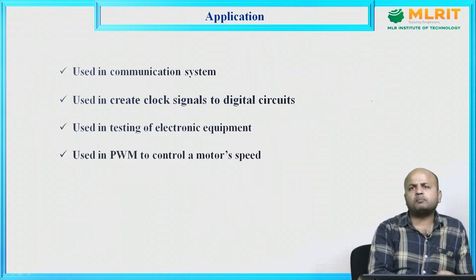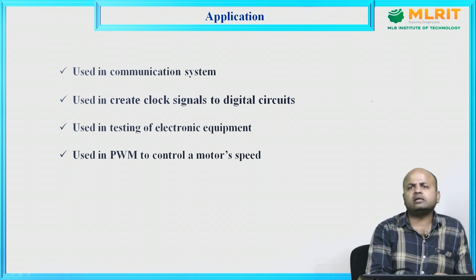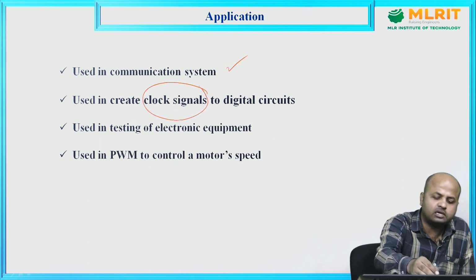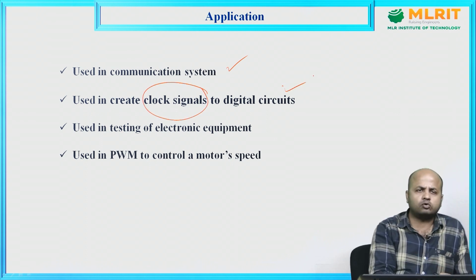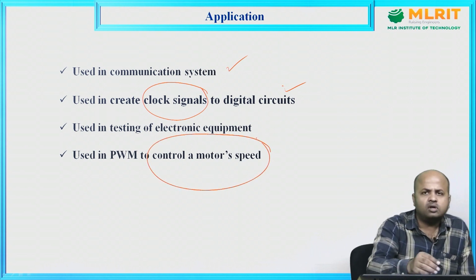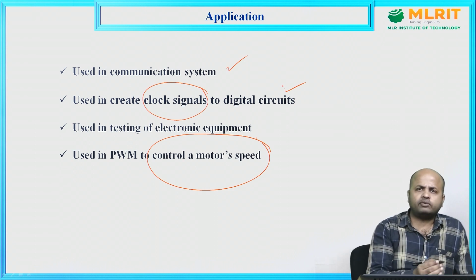Now what are the applications of a function generator? A function generator, as we know, can be used in signal generation, and the signal can be used in communication systems. It can be used as a clock signal in digital circuits. It can also be used in testing of electronic equipment. It is widely used to control the speed of motors. So there is a variety of uses of a function generator.